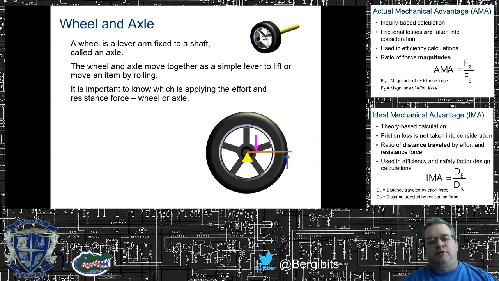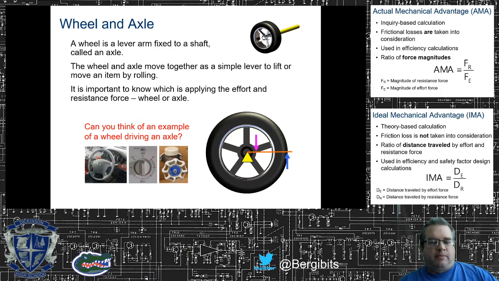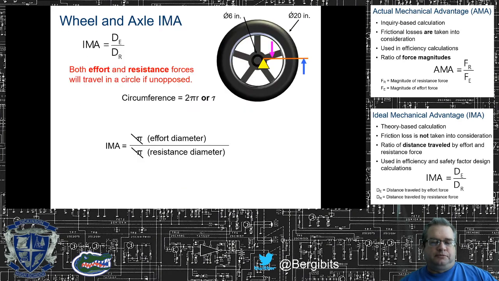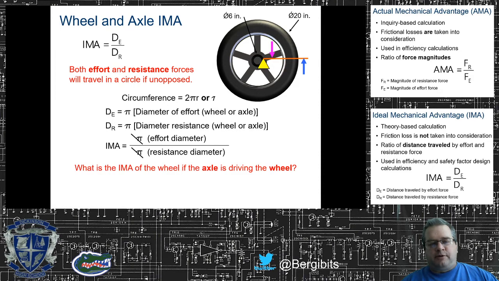All right, we're going to switch to wheels and axles. The wheel is a simple lever to lift or move an item by rolling. Can you think of an example of a wheel driving an axle? It would be a car wheel, laundry dial, or faucet. The wheel and axle IMA is distance effort divided by distance resistance. It depends on whether the axle is driving the wheel or the wheel is driving the axle. I think we're going to do both examples here.